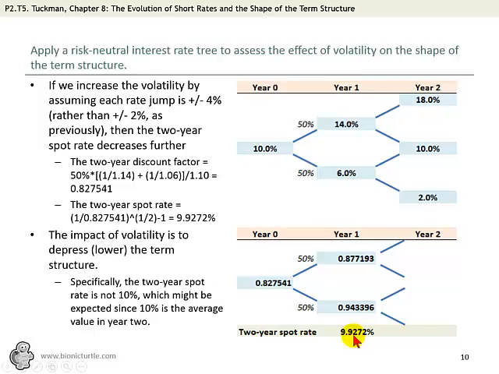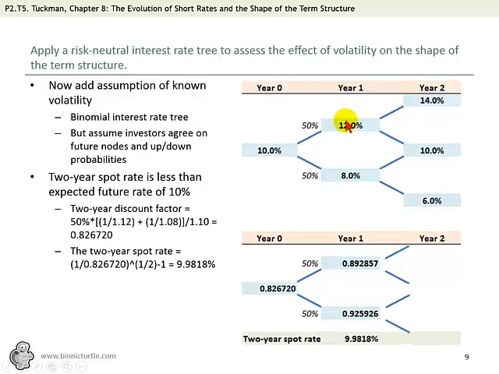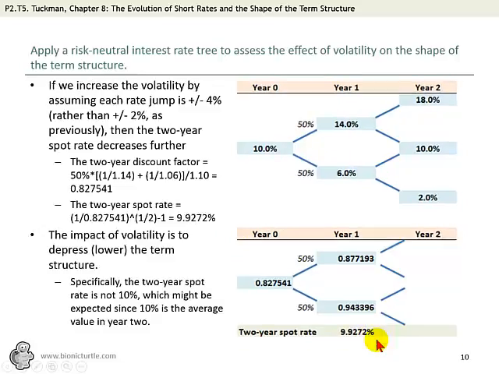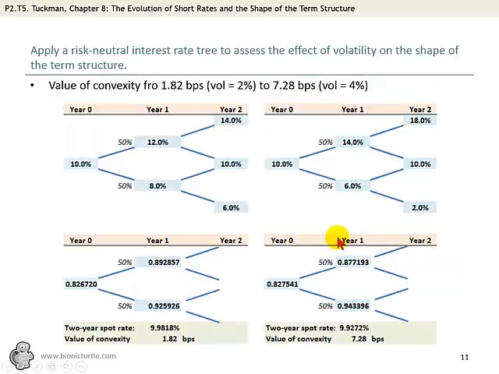And furthermore, it's even more less than the 10% than it was in the previous slide where the basis point volatility was only 200%. See how we went from a very small gap to a slightly larger gap from the 10%. So the impact of volatility is to depress the term structure. And so now putting them side by side, and again, we're on that second stage here to show that volatility has a convexity effect, which is to pull down the term structure.